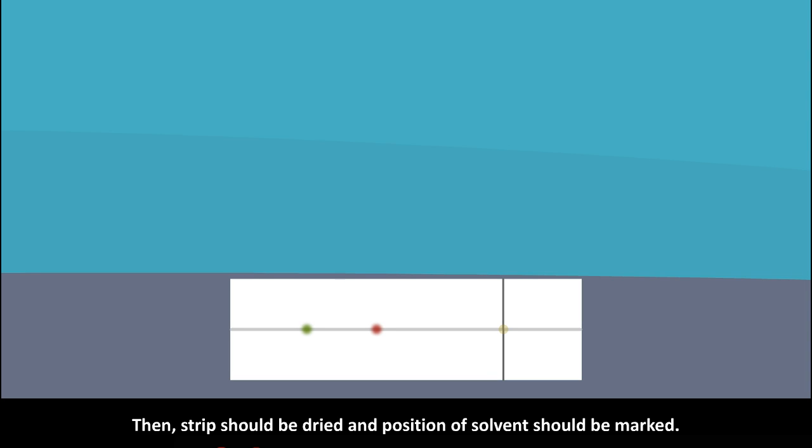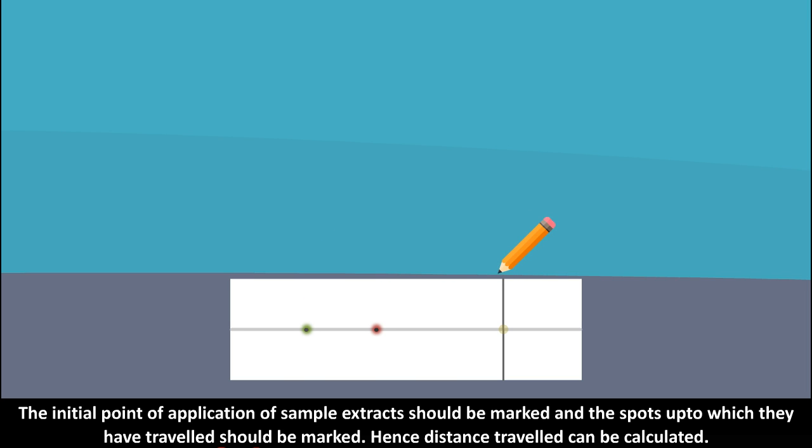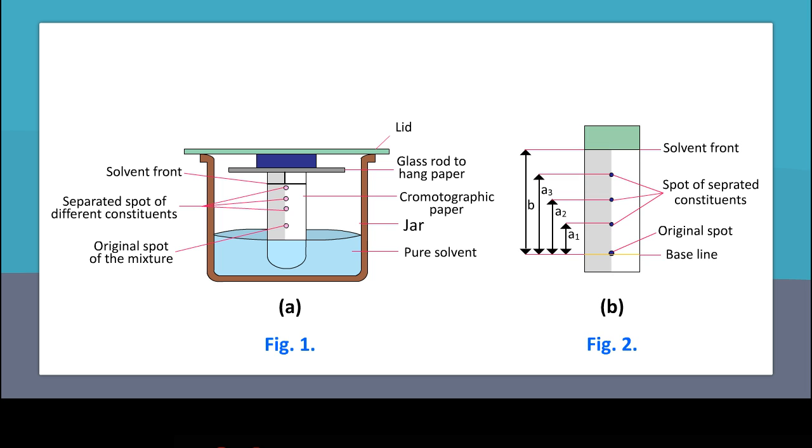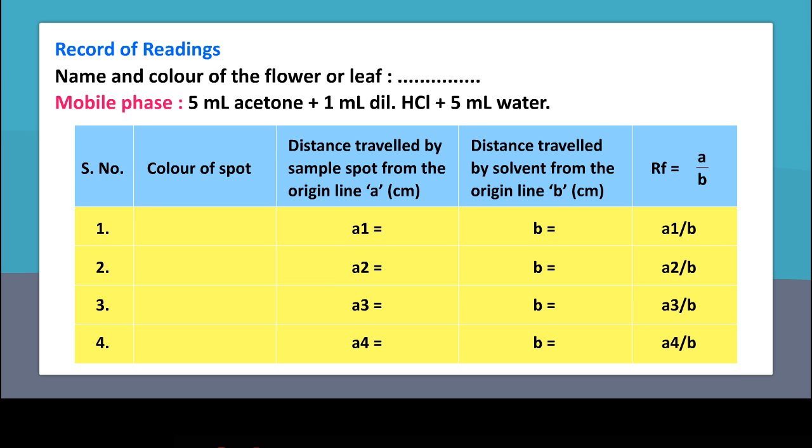Then, the strip should be dried and the position of the solvent should be marked. The initial point of application of the sample extracts should be marked, and the spots up to which they have travelled should be marked. Hence, the distance travelled can be calculated. Figure 1. Figure 2. Record of readings.